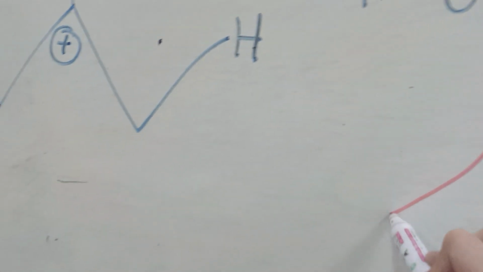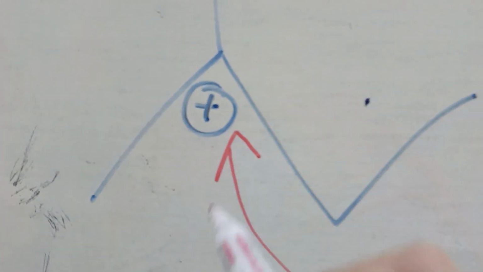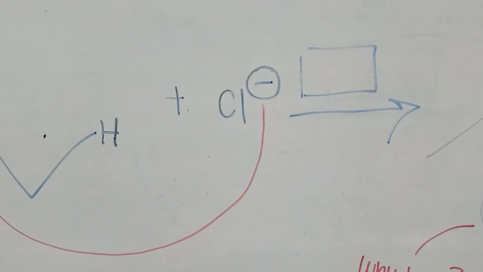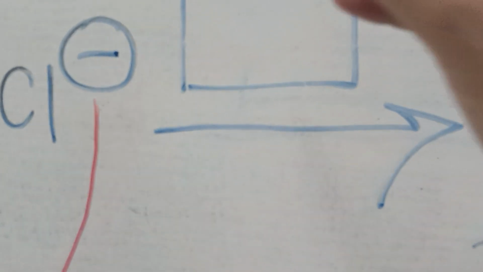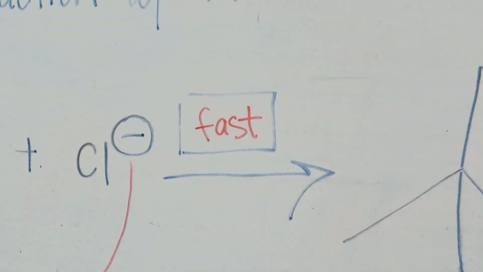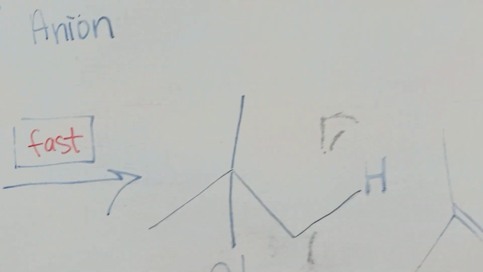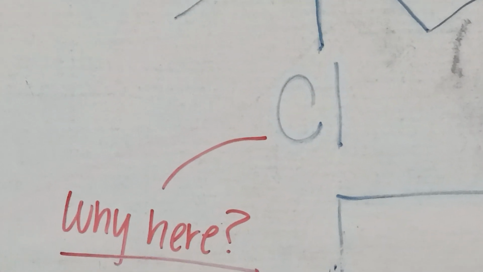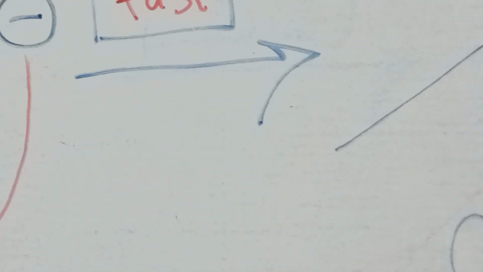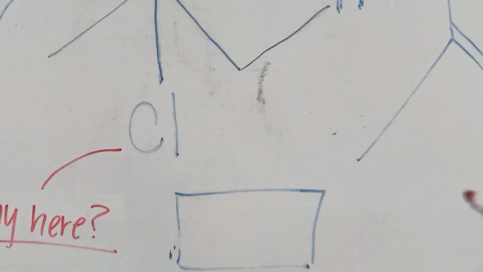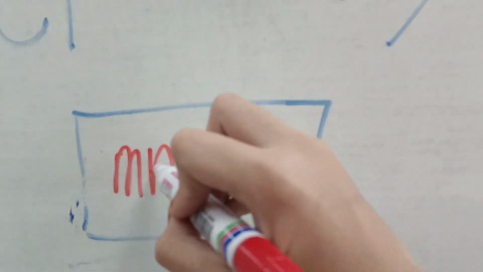So we need to draw an arrow to indicate the attack. Since it is readily available, the reaction will be fast. So we need to write that on the arrow here. Fast. Just like that. And this will form the 2-chloropropane. But hold on. Why is the Cl there? Why not here or here or here? There's a reason for that. We want to find the major product. Right over here. Major.